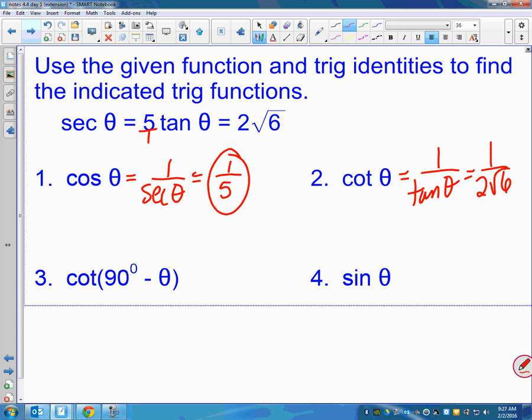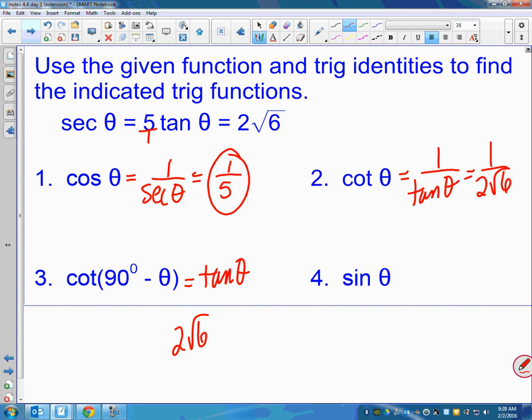Number 3. The only thing you're going to use those cofunction things for right now is exactly matching it up. Look on the previous page of your notes and tell me what did we say the cotangent of 90 degrees minus theta will always equal. It will equal the tangent of theta. Do we know what tangent of theta equals? Yeah, so if you know that, there's no work to show here. It equals 2 square root of 6. So if you see 90 minus theta or pi halves minus theta, the only thing you're using that for is to find what it matches up to.